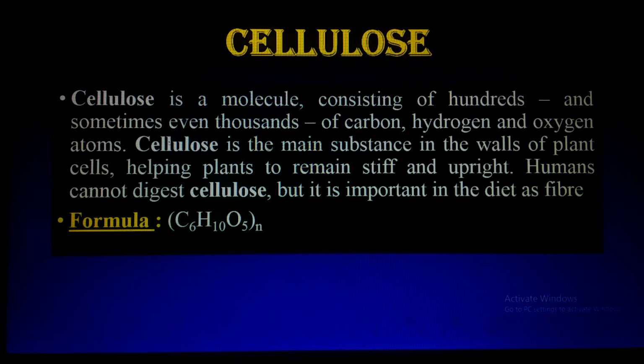Cellulose is the main substance in the wall of plant cells, helping plants to remain stiff and upright. Humans cannot digest cellulose because humans do not have the cellulase enzyme, but it is important in the diet as fiber. And this is the chemical formula, C6H10O5, with the number starting from the hundreds and even in the thousands. Is it clear?